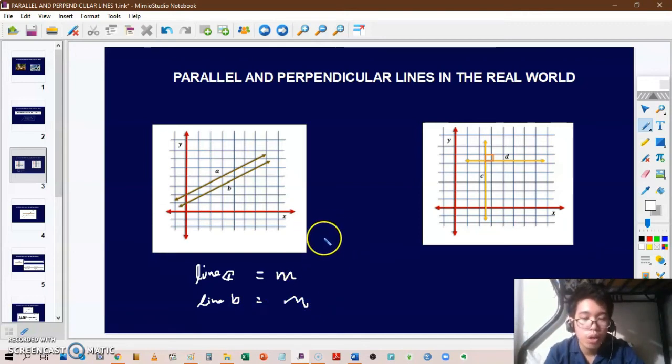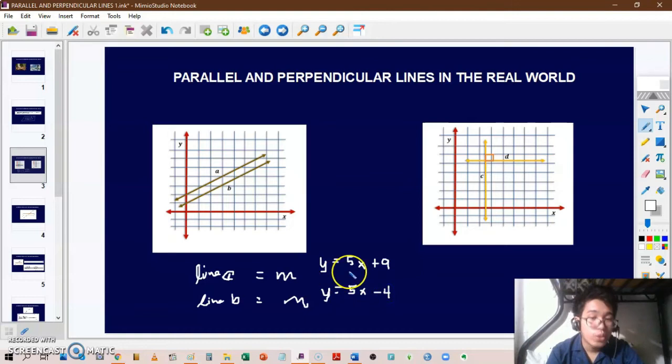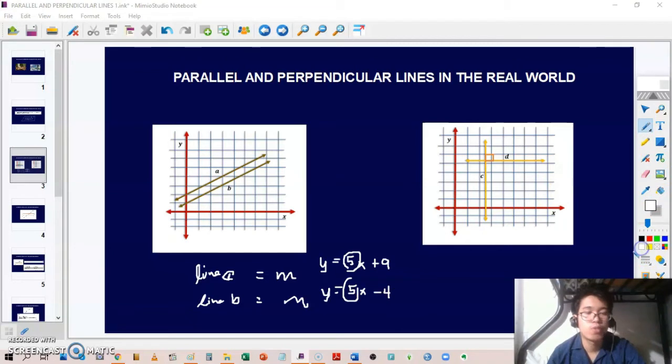For example, line A has an equation of y equals 5x plus 9. A line that can be parallel to y equals 5x plus 9 could be y equals 5x minus 4. Their slopes are the same, 5. That's why they're parallel. So this is just some of the applications of parallel and perpendicular lines in different branches of geometry.